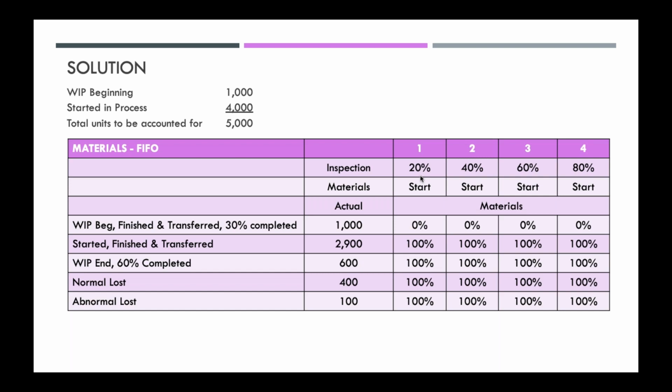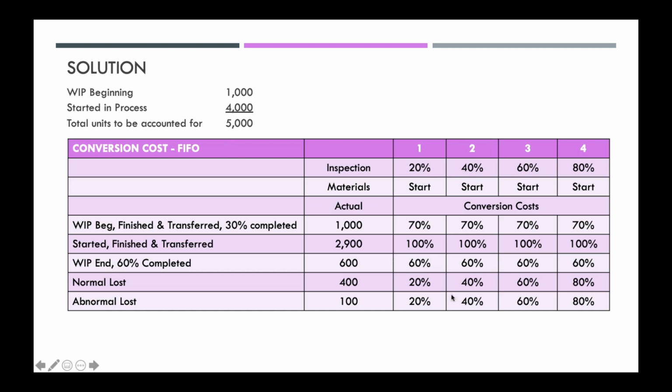Okay? For conversion cost, again, this one is conversion cost. Since we are using FIFO, we have to account for work in process beginning separately. So kung 30% completed na yan, we still have to apply 70% to all scenario. Okay? Labor and overhead is applied evenly. So do not mind na lang itong materials na to. This is conversion cost. Okay, so started, finished, and transferred, 100% kasi na-reach niya yung hanggang dulo.